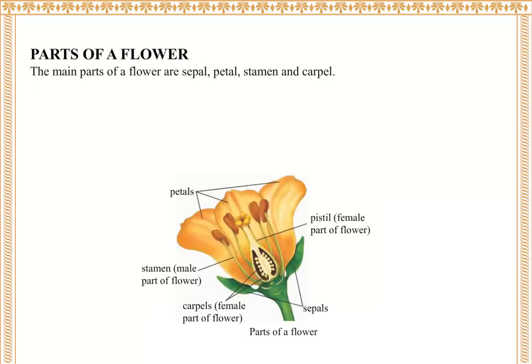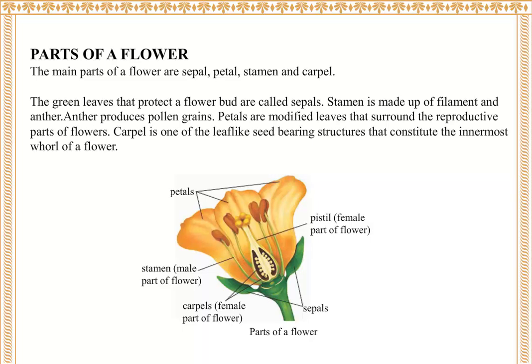Parts of a flower. The main parts of a flower are sepal, petal, stamen and carpel. The green leaves that protect a flower bud are called sepals. Stamen is made up of filament and anther. Anther produces pollen grains. Petals are modified leaves that surround the reproductive parts of flowers. Carpel is one of the leaf-like seed-bearing structures that constitute the innermost whorl of a flower.